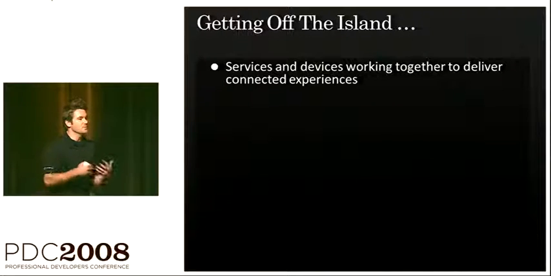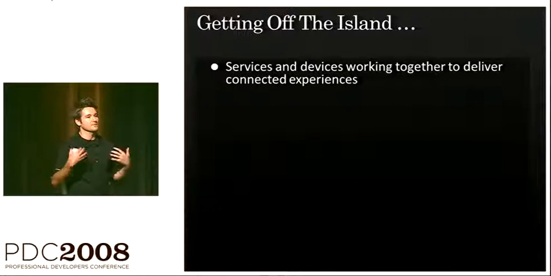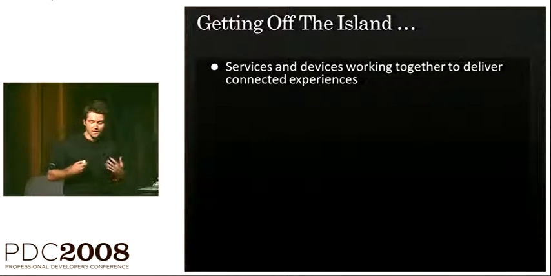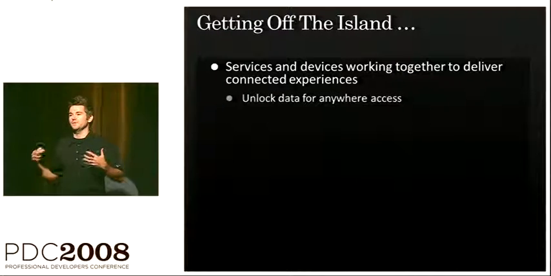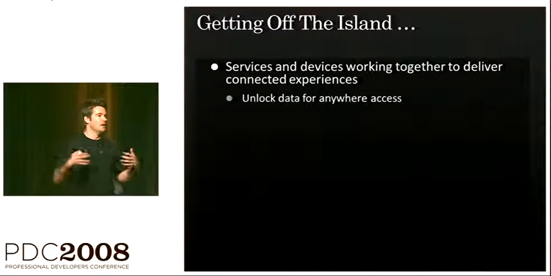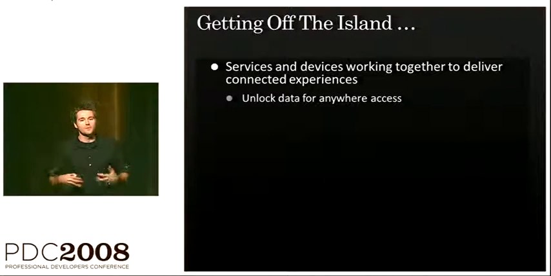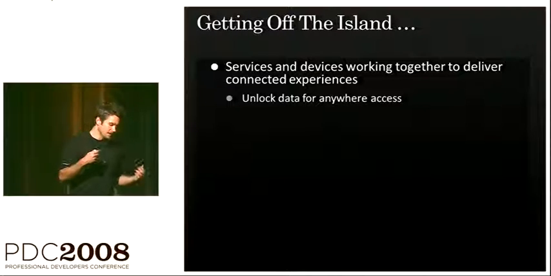So as we were developing the Live Framework and a lot of the services that power Mesh, we thought about three steps to getting off the island. The first is unlocking the data. How do I really start to deliver on the promise of anywhere access to data?